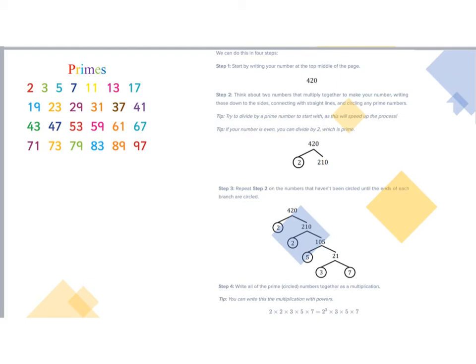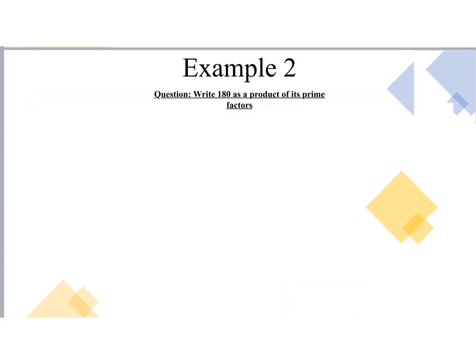Step 4. Write all of the prime numbers together as a multiplication. So the prime numbers are the ones that are in circles. Tip: you can write this as a multiplication with powers. So here we've got 2 from here, times 2, times 3, times 5, times 7. Now it's a good idea to write these down in order. As we've got 2 2's, we can write that as 2 squared times 3 times 5 times 7.